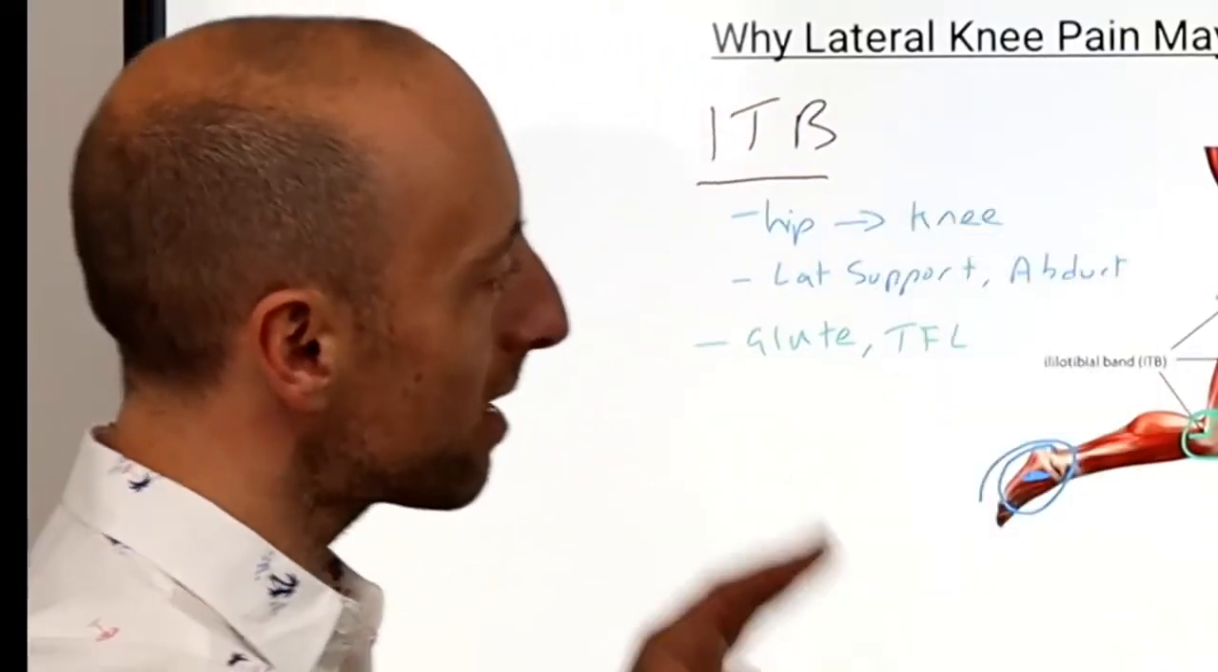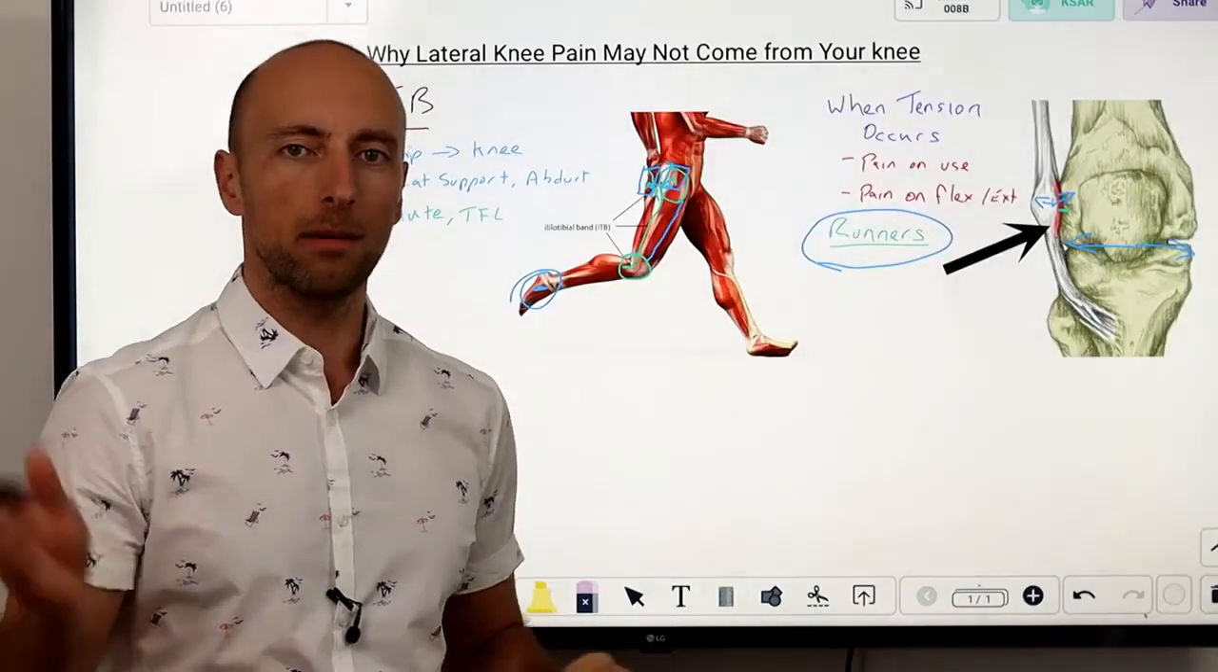Anyway guys, that's a quick introduction into ITB friction syndrome. It's a lot more complicated than that, but that'll give you a quick insight. If you're suffering with lateral knee pain, this is a common cause for it, especially if you're out and about running at the moment. So if you have any questions with that, just post them up.